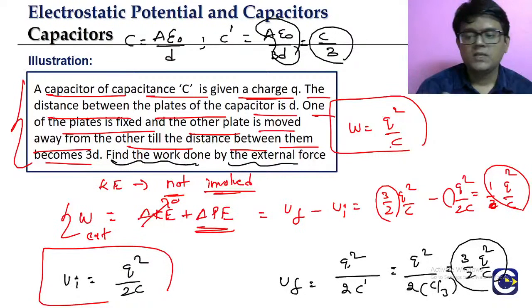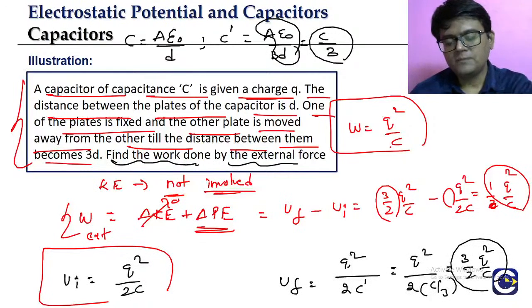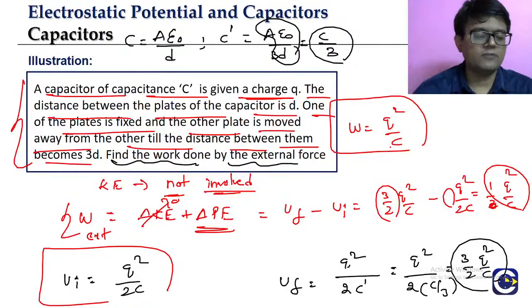Okay? So see, what is the answer for this? 3 by 2 into Q square by C minus half into Q square by C. How much will it come? It will be coming as Q square by C. Okay? So this is the work done by the external force.